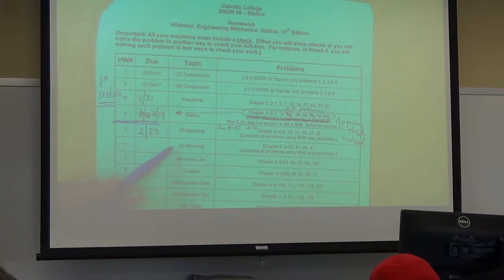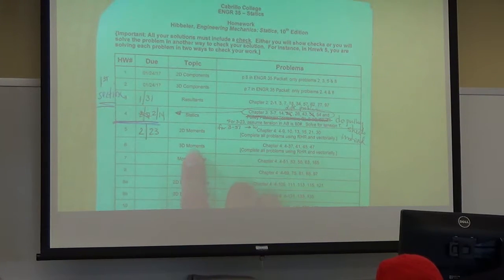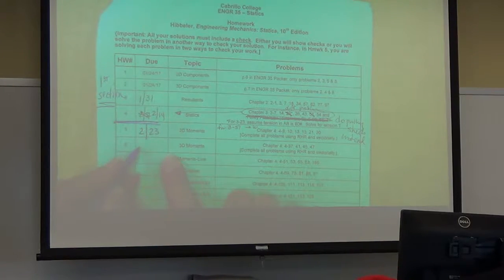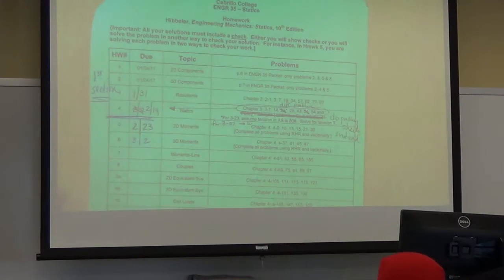So that's the same thing with the 3D. I'm going to have you do it using right-hand rule and using vectors, and it's due a week from today. So what's a week from today? I believe it's the 2nd. Correct?